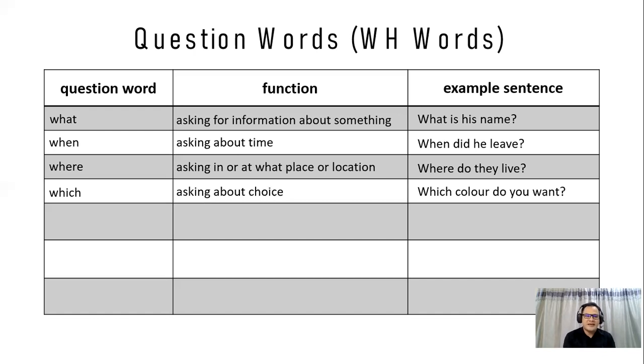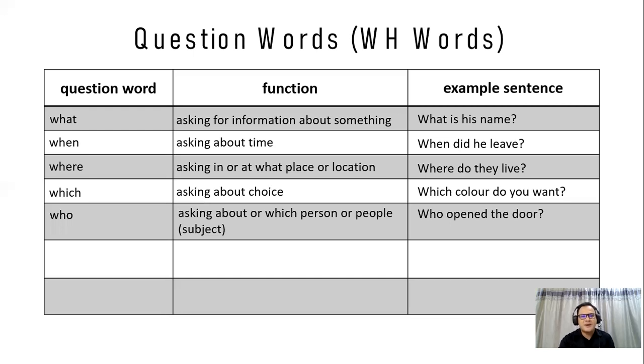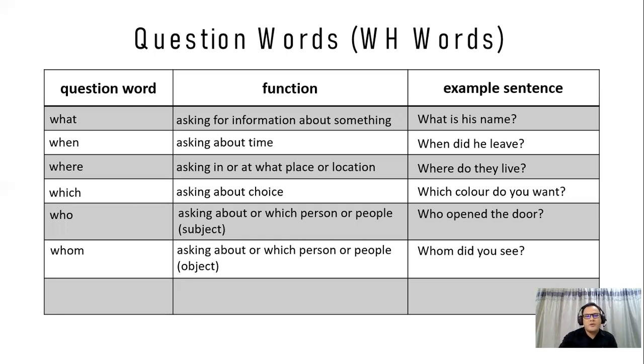Then which is used to ask about choice. For example, which color do you want? And then we have who, which is used to ask about which person or people. For example, who opened the door? Then we have whom, which is used to ask about which person or people. For example, whom do you see? Now, the difference between who and whom is that who is used as the subject of a sentence, while whom is used as the object of the sentence.